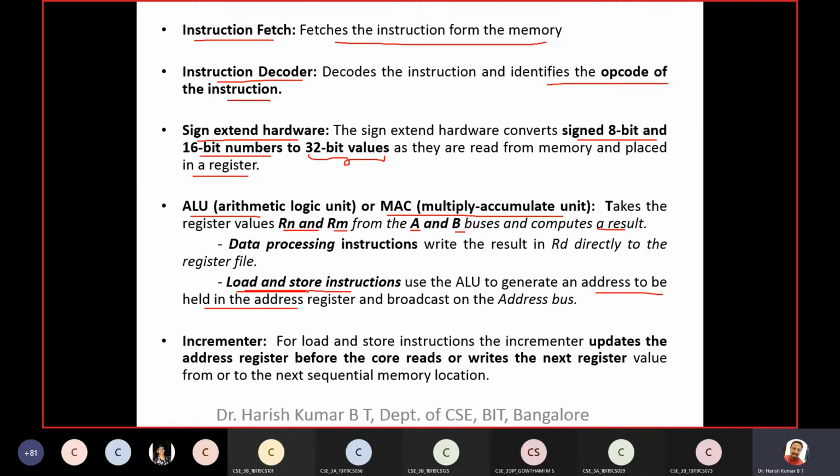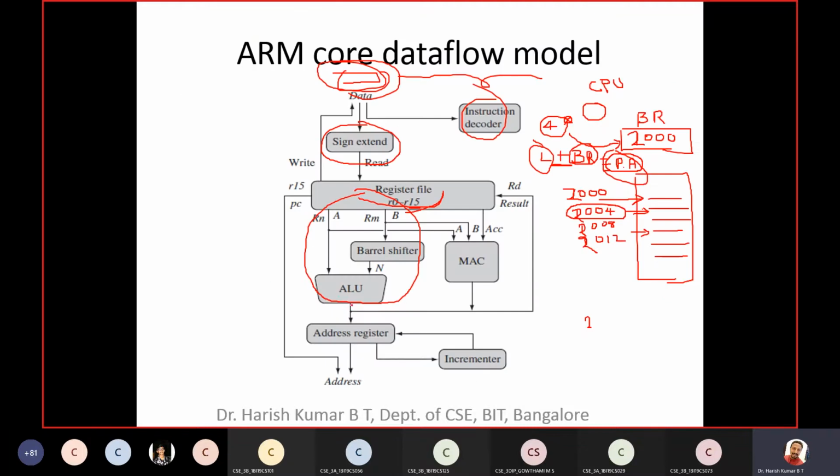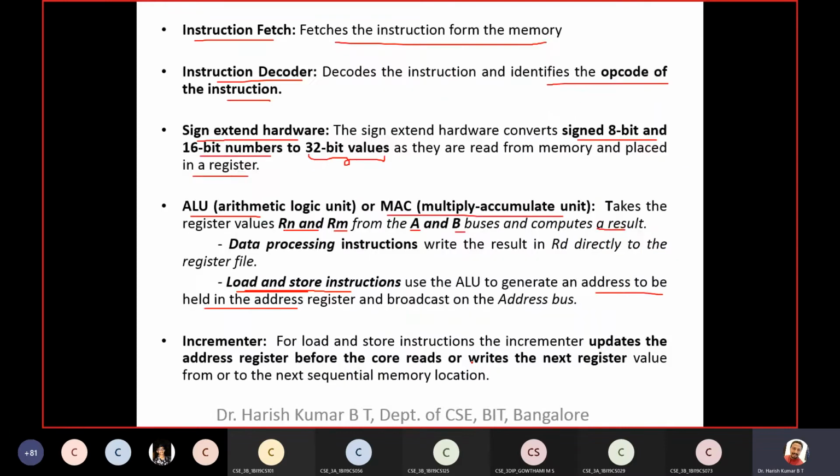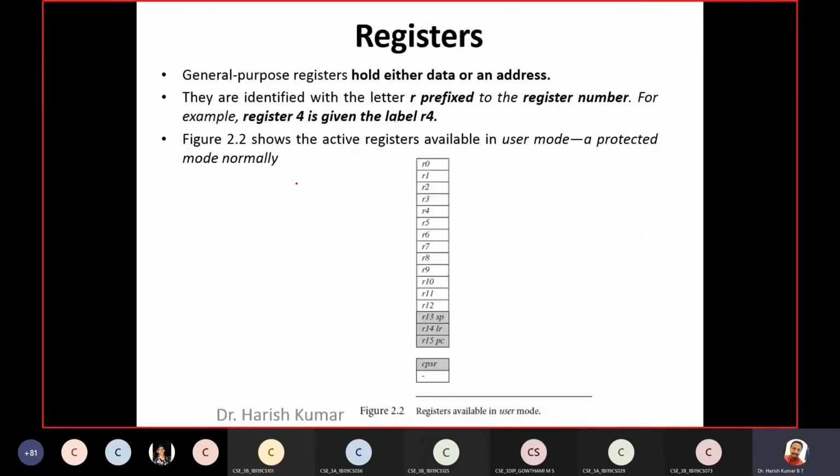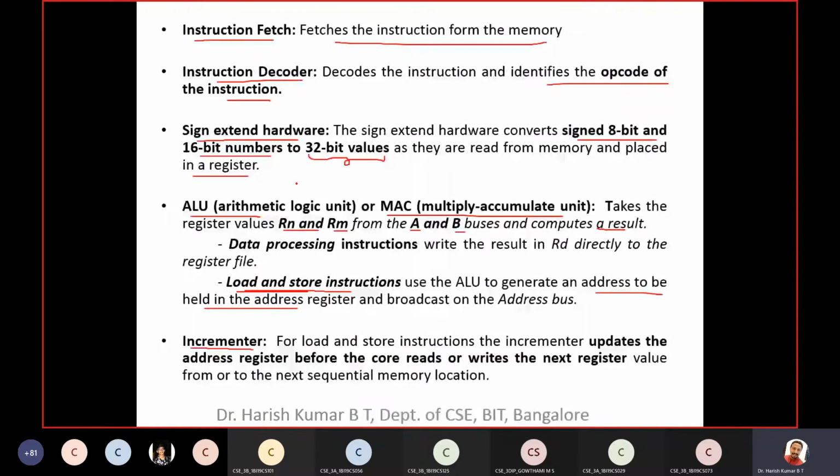Now both load and store require the computation of a physical address, and for that purpose you require the ALU. When it computes the address, it need not be fed back to the register. Instead, it should be written to the address register. The address can be auto incremented or auto decremented, and that is done through the incrementer or decrementer, and the same thing happens. Next. I guess you understood till here.